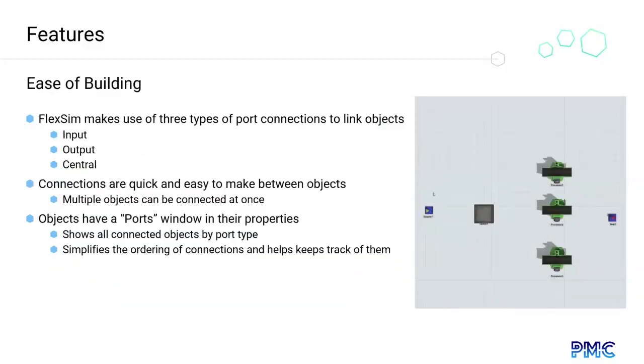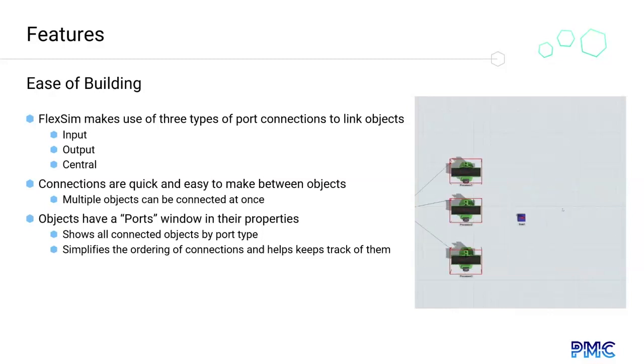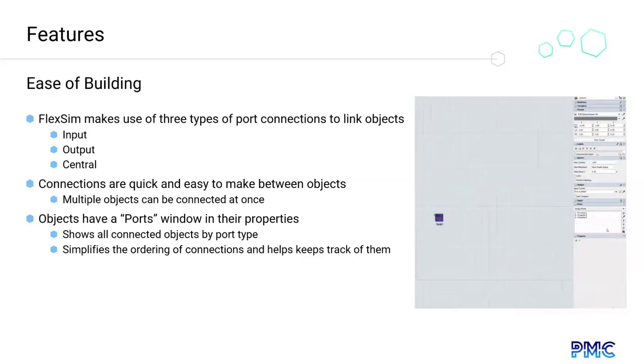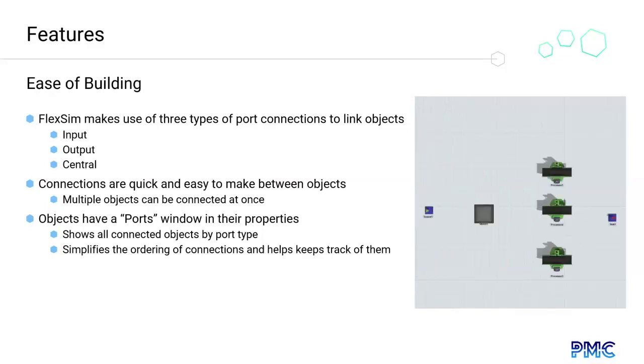Now that brings us to a section where I want to go over some of the ease of building that I've found using FlexSim. To start off, FlexSim makes use of 3 types of port connections to link objects. You have your input and output, and also a central port that gets used for communication, data transfer between objects. You can be a little bit creative with how you use it. Connections are very quick and easy to make.